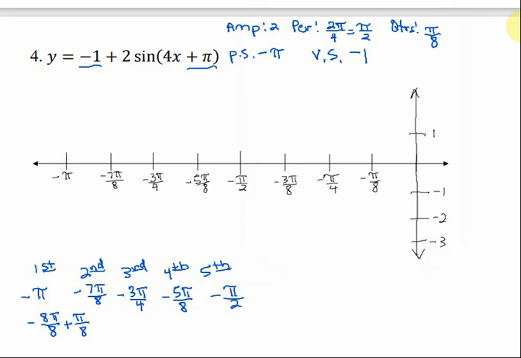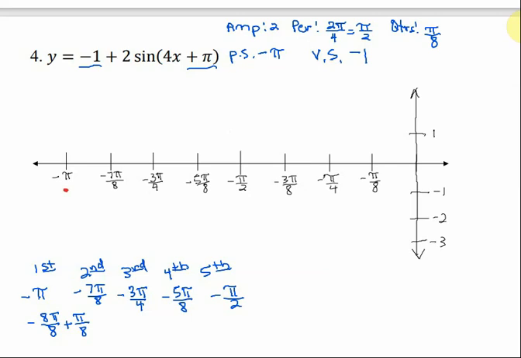So let's plot our points. We know that, first of all, we're dealing with the sine function, and the sine function normally starts at 0 degrees or 0 radians. Well, our phase shift means that our imaginary y-axis now starts at negative pi. So instead of putting our first mark at 0, we're going to put it at negative pi.